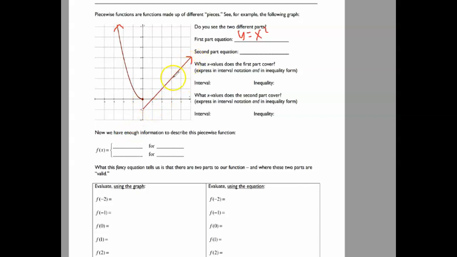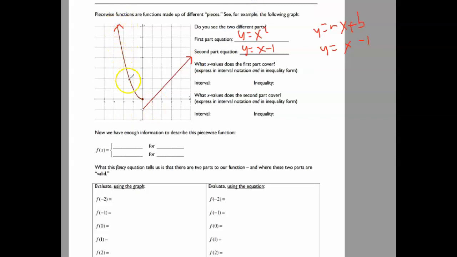Well, a linear function has the form y equals mx plus b. m is the slope, b is the y-intercept. That one has a y-intercept at negative 1, so the b value is negative 1. The slope is, let's see, 1 up, 1 right, 1 over 1 is 1, so y equals x minus 1. Cool? Now it's asking what x values does the first part cover?